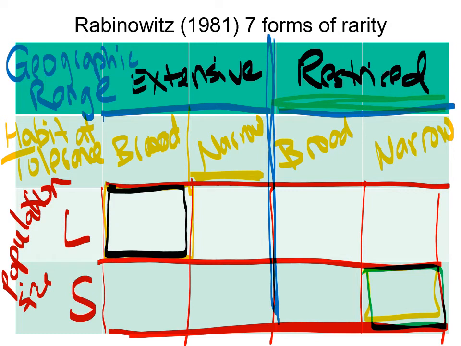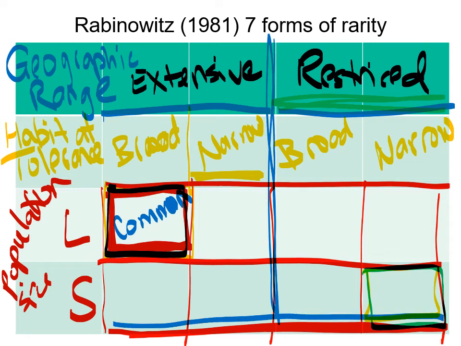So now we have this first top left box where you have species that have an extensive range, a broad number of habitats they can live with, and you find them in large populations when you find them. Those are not rare species. Those are your common species. Every other box is rare in some way. So anything on the bottom row is rare because it has a small number of individuals when you find it.